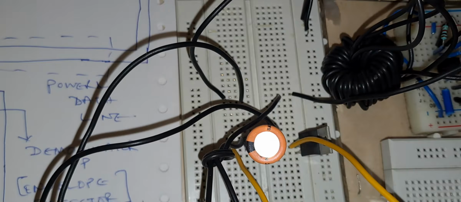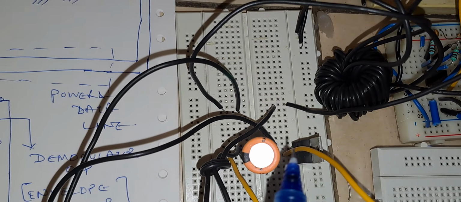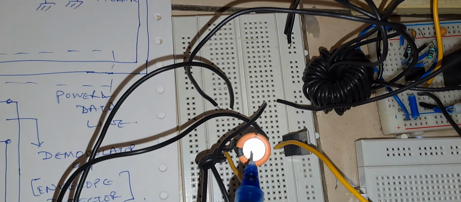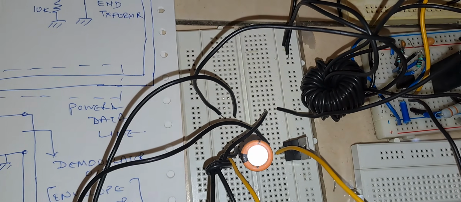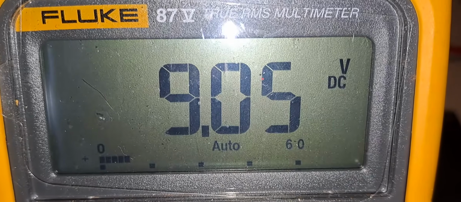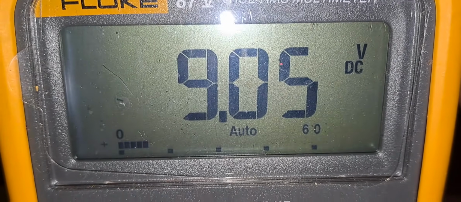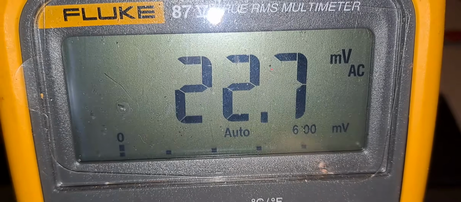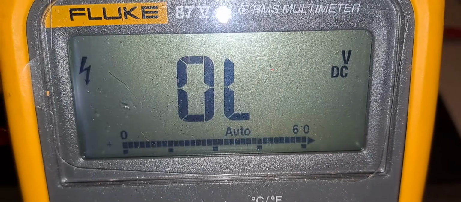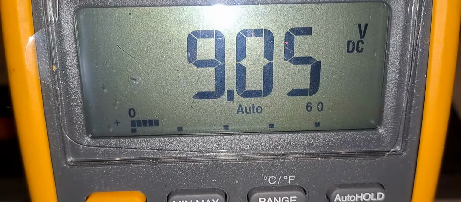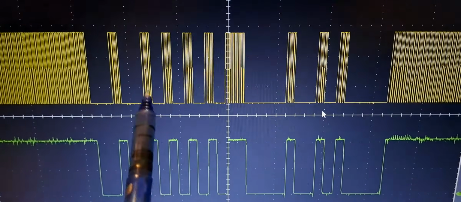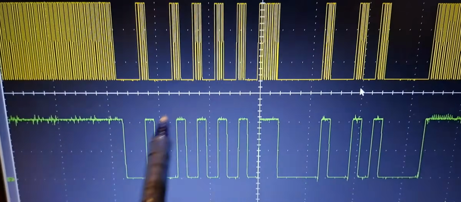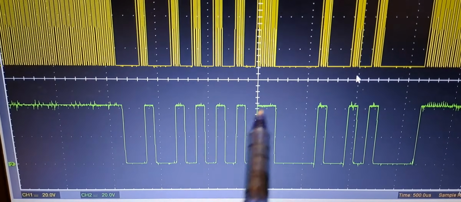So as you can see here, the DC out section of the circuit has a Schottky rectifier and a filter capacitor. So let us see the DC voltage first. You can see the DC voltage is 9 volts, and you can see there is no AC component. This is a pure DC of 9 volts. You can see this is the waveform. So this is the modulated signal with the carrier, and this is the final data at the Arduino Uno.